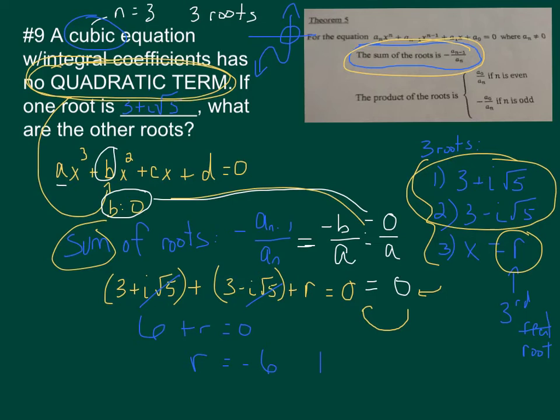So my 3 roots are 3 plus or minus i root 5. Those are complex roots. And the third one, negative 6. Cha-ching. There it is. Sweet. All right, that's the power of Theorem 5. That's the power of Theorem 5.